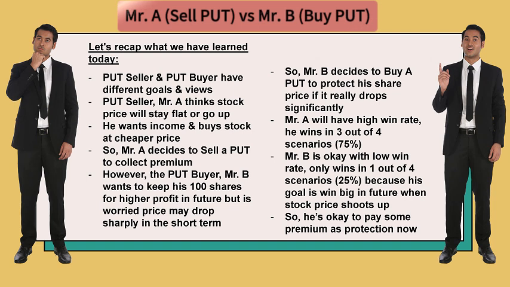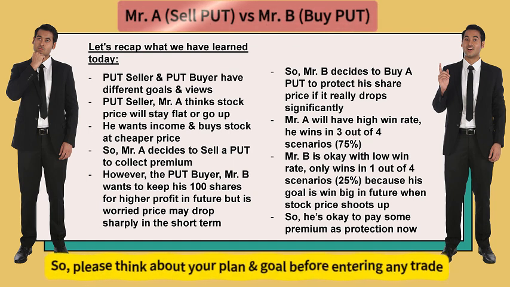However, the put buyer, Mr. B, wants to keep his 100 shares for higher profit in future, but is worried price may drop sharply in the short term. So, Mr. B decides to buy a put to protect his share price if it really drops significantly. Mr. A will have high win rate, he wins in 3 out of 4 scenarios, 75%. Mr. B is okay with low win rate, only wins in 1 out of 4 scenarios, 25%. Because his goal is win big in future when stock price shoots up. So, he's okay to pay some premium as protection now.